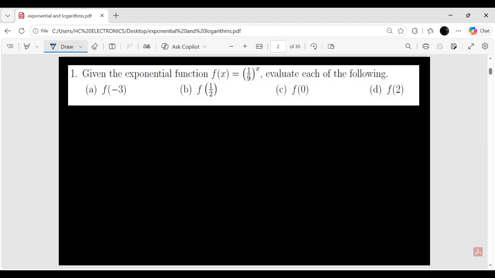So, the first question. Question 1 says that given the exponential function f of x being equal to 1 over 9 to the power x, evaluate each of the following. The first one, part a, is f of negative 3.